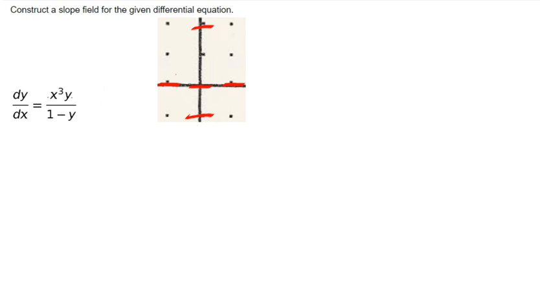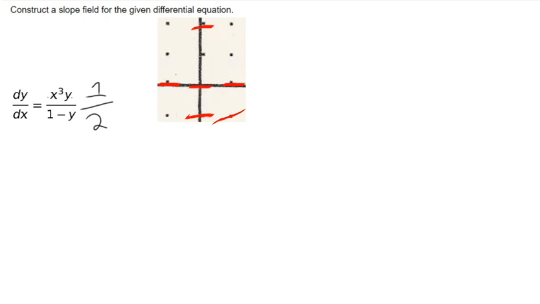Now I only have a few points left. So over here, for example, at 1, 1, well, my numerator is going to be 1 cubed times 1 is 1. Sorry, this is 1, negative 1, over 1 minus negative 1, which is 2. So my slope there is 1/2. So a slope of 1/2 is going to look something like this. Closer to horizontal than vertical. And then I'll do this point.